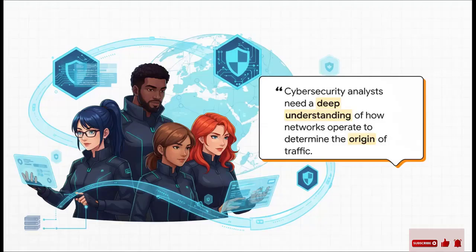So why does all of this matter? I mean, beyond just curiosity, understanding this journey is absolutely critical for a lot of fields. For cybersecurity analysts, being able to trace this path, to understand the headers on each packet, and to see the origin and destination, that is fundamental to protecting our networks.